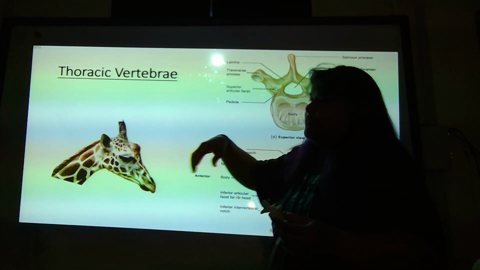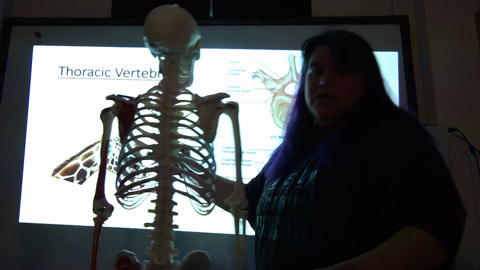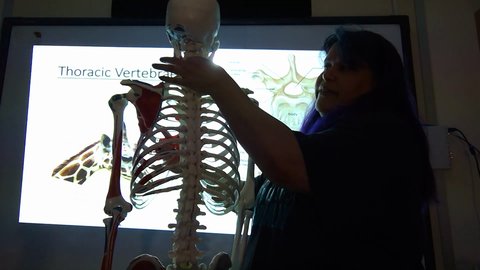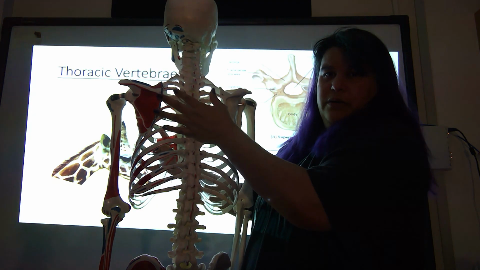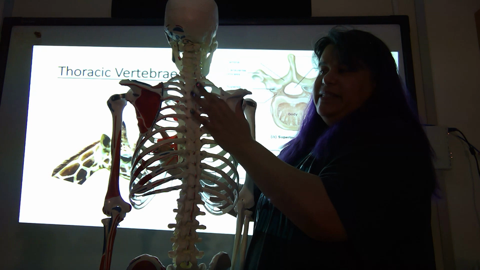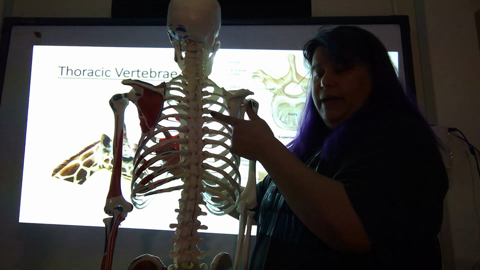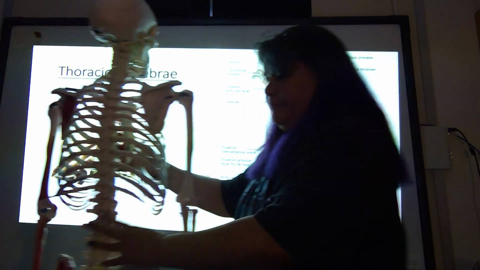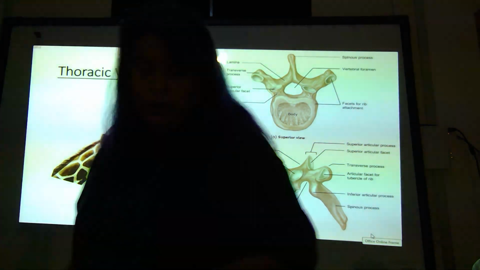By the way, the thoracic, before I forget, so cervical are all up here in the neck. Thoracic are here where the ribs are, okay? So you have places for these ribs to actually attach to the vertebra, the spinal column. Okay.